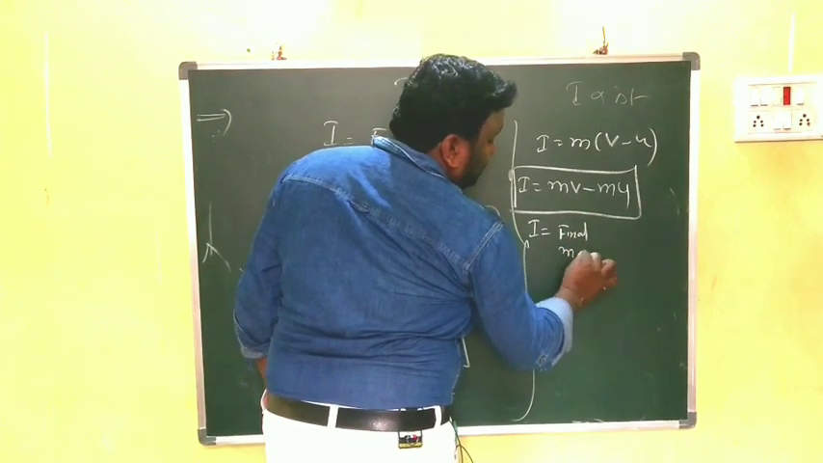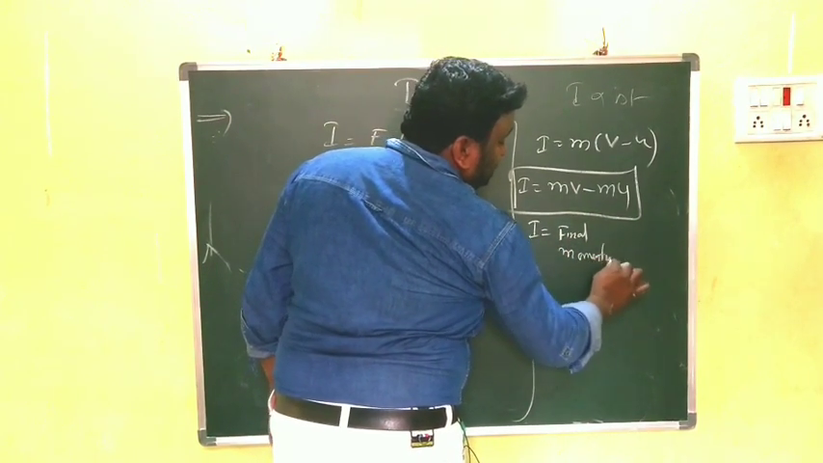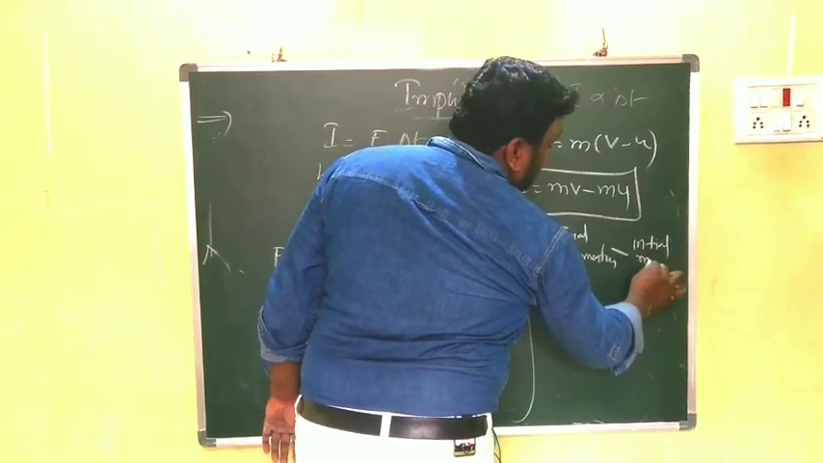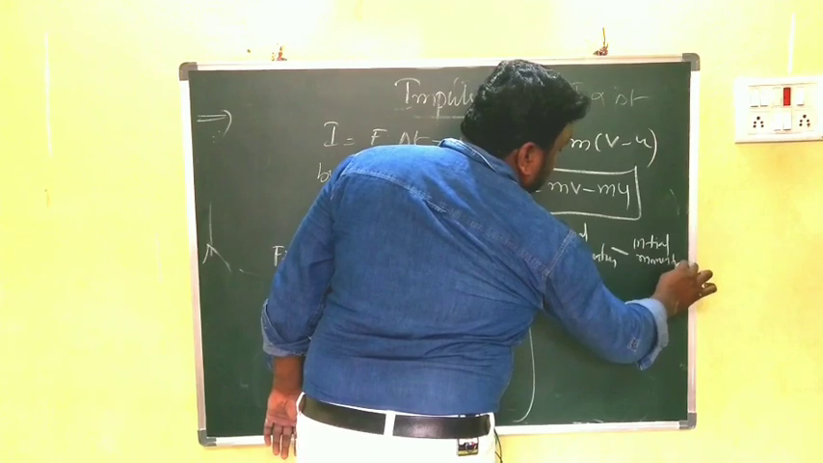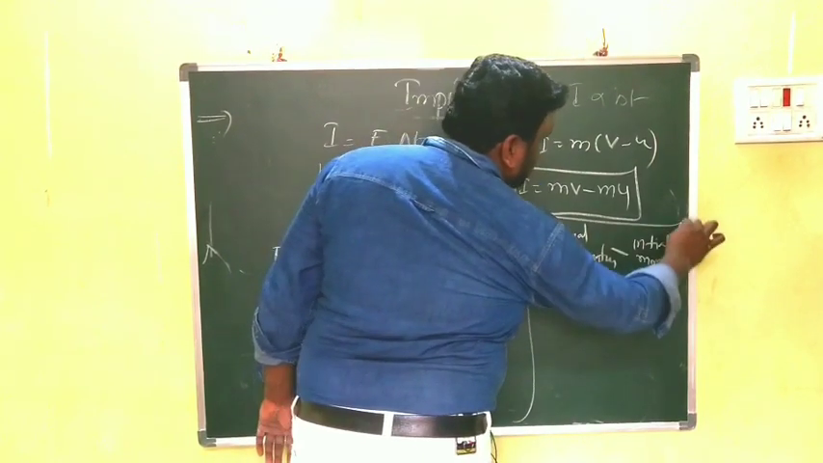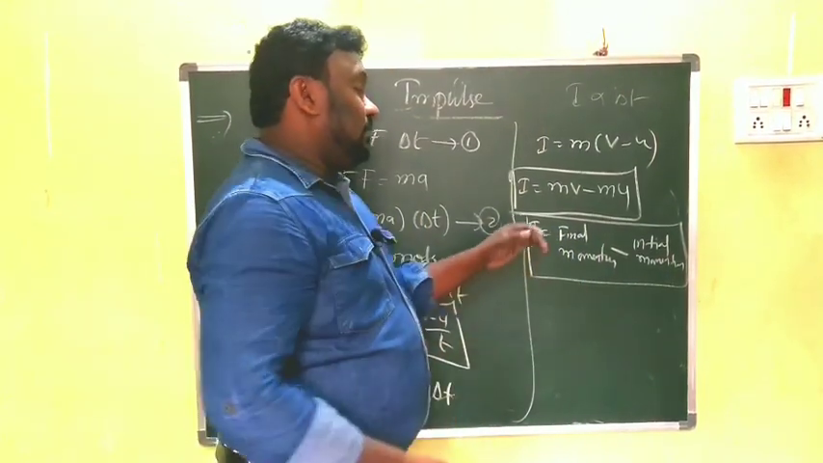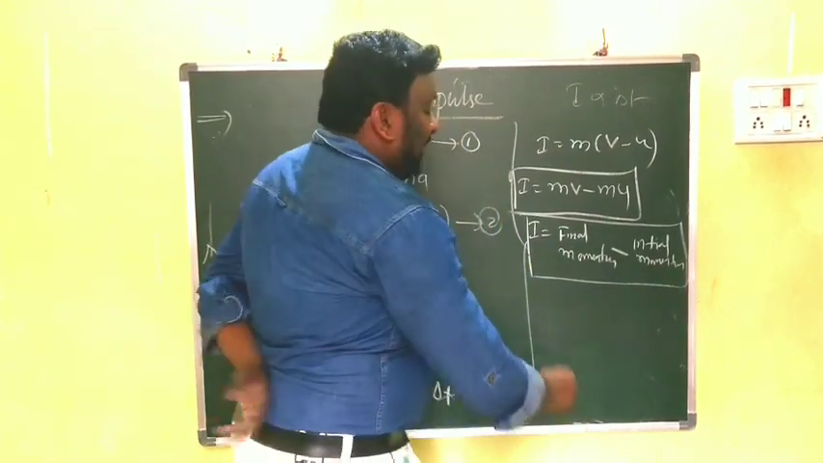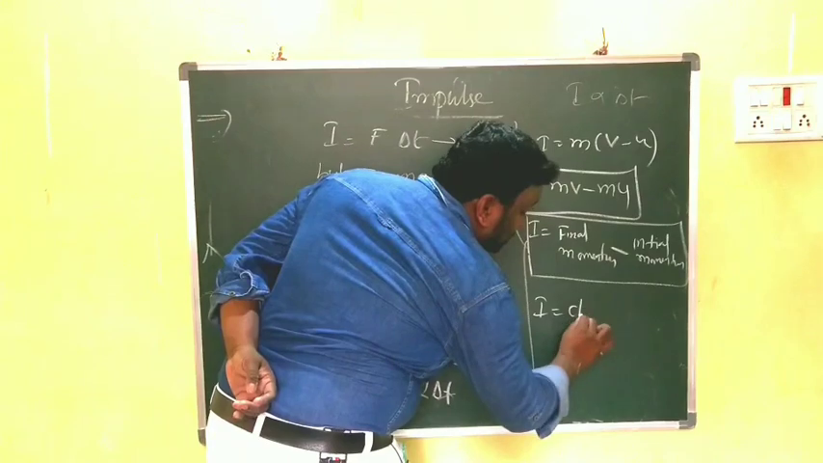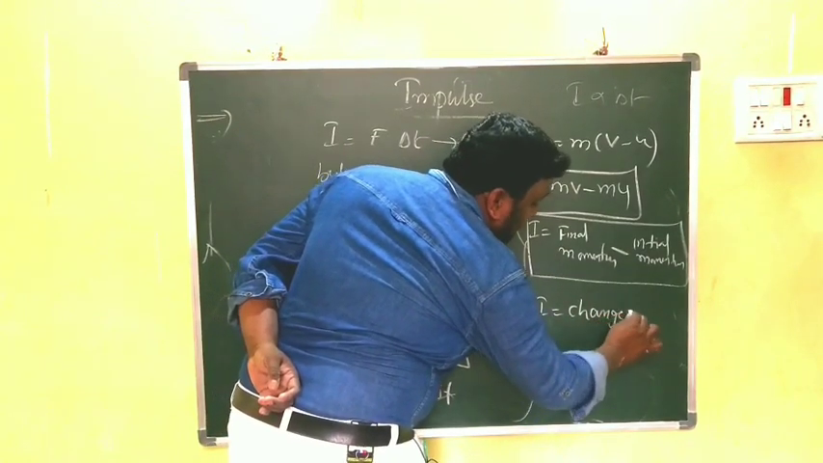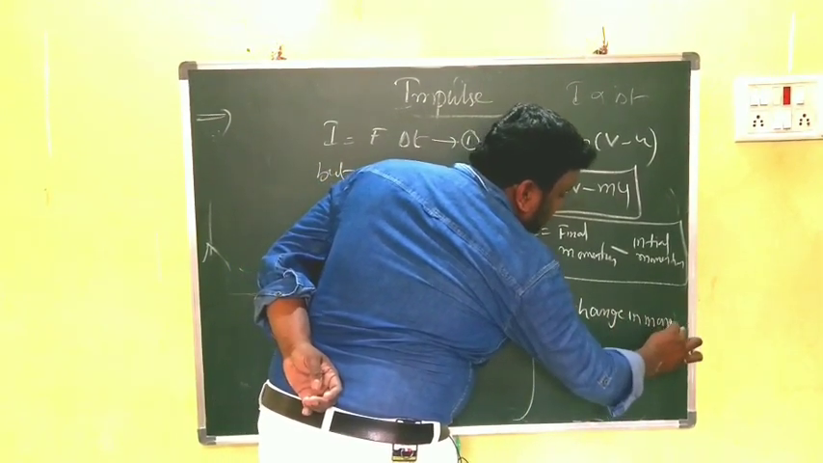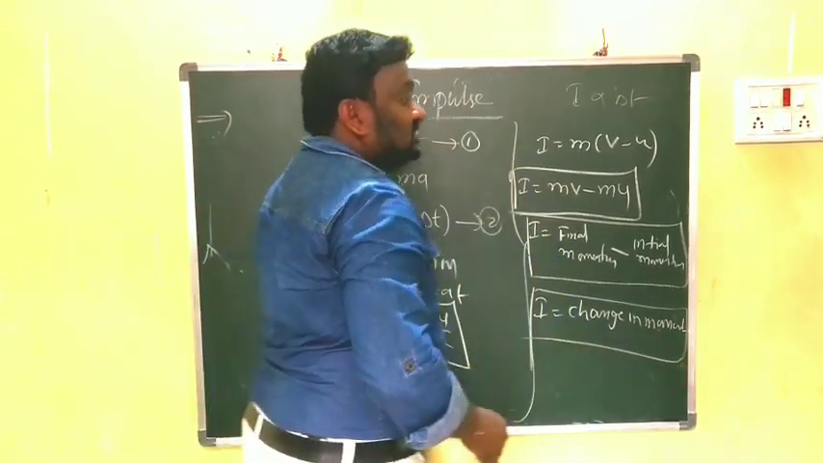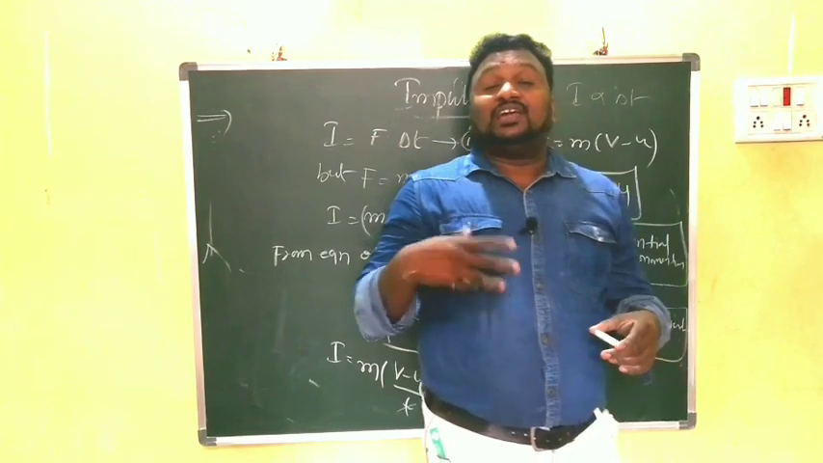I = final momentum minus mu, initial momentum. I = final momentum minus initial momentum. And now here, simply I am writing change in momentum. I is equal to what? Change in momentum. This is another formula for impulse.